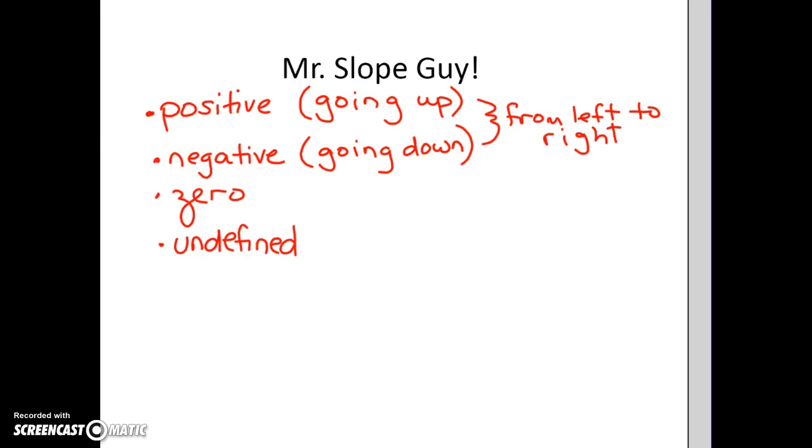The 0 slope would be a horizontal line. It would be flat. There's really no slope there if it's flat. It's a 0 slope. And undefined is a vertical line.